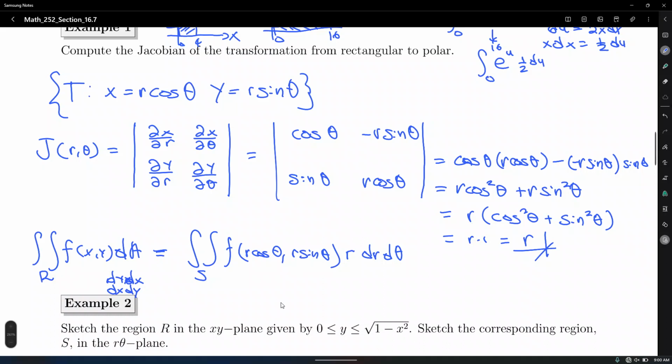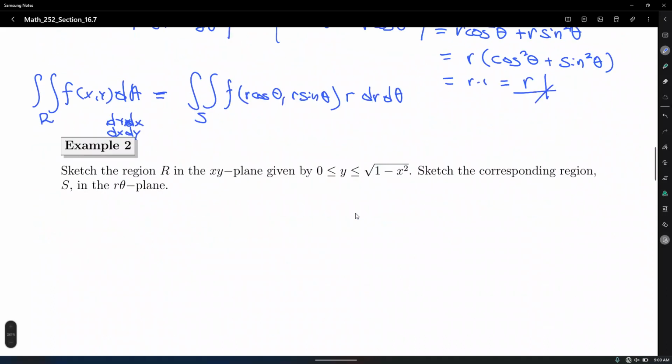Okay, one more, and then we go on a break. Example number 2. Sketch the region R in the xy plane given by the inequality y greater than or equal to 0, less than or equal to the square root of 1 minus x squared. Sketch the corresponding region S in the r theta plane. Interesting. What are we going to do here?